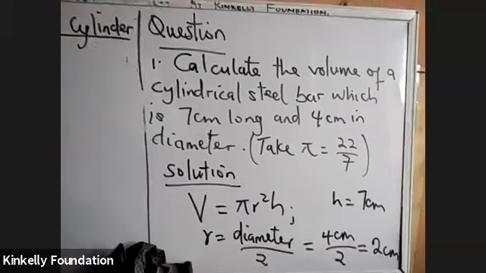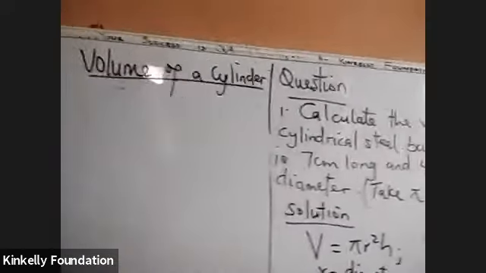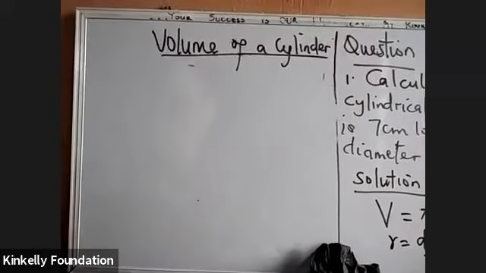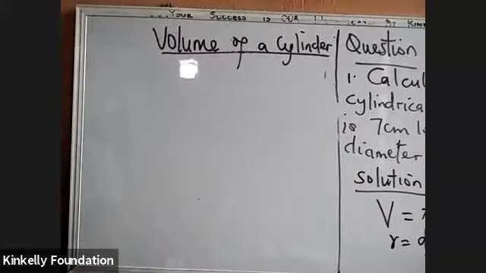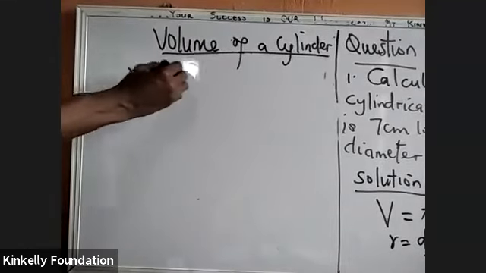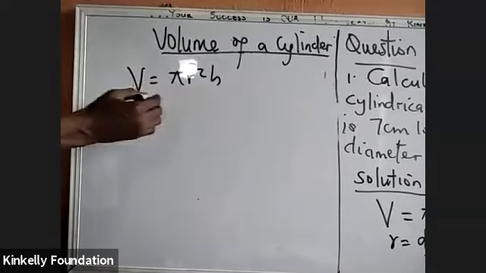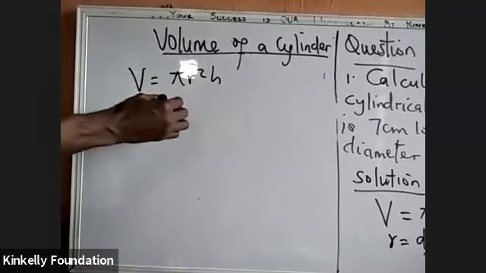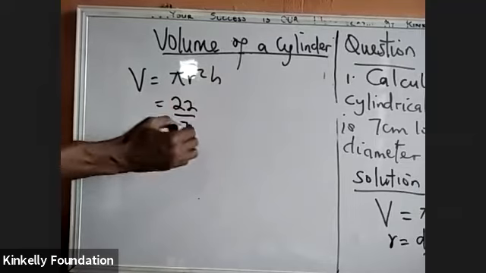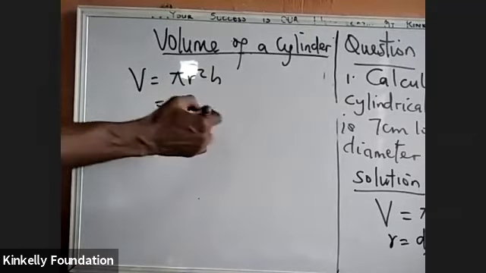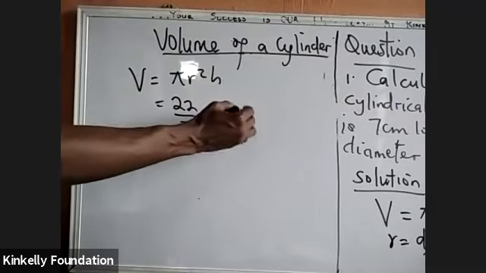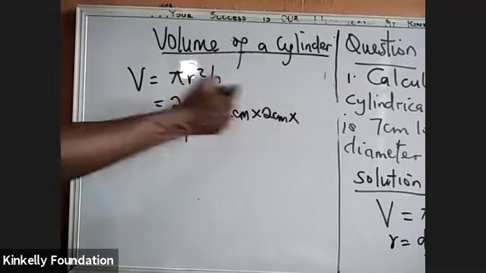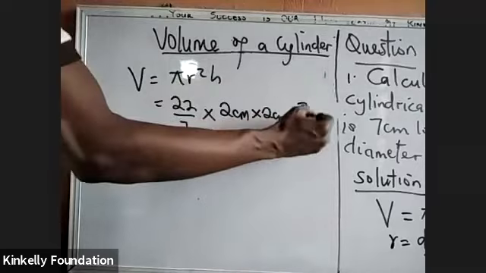Now coming to this side, we have that volume is given as pi r squared h. When you substitute all of the parameters, pi is given as 22/7 times r, which is 2 cm, times 2 cm, times height, which is 7 cm.